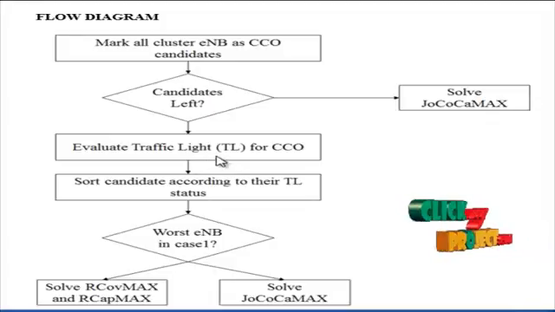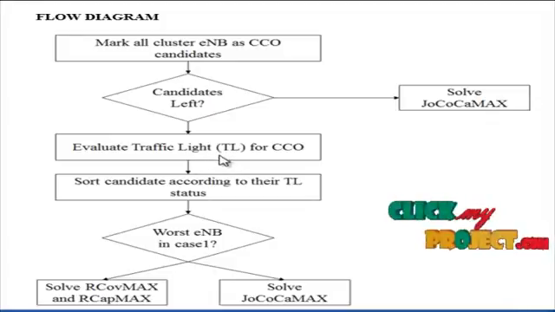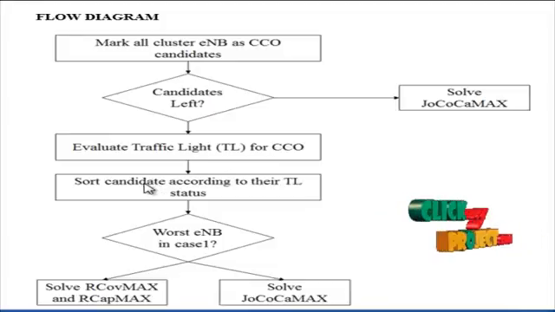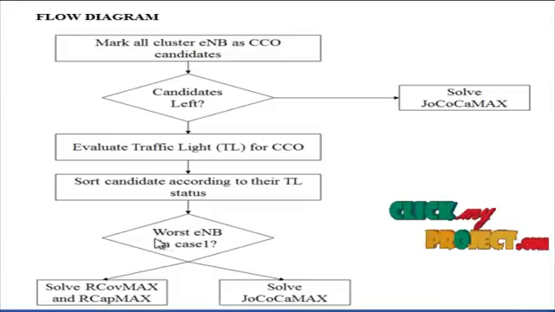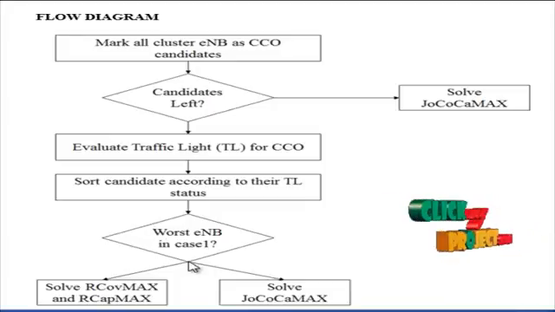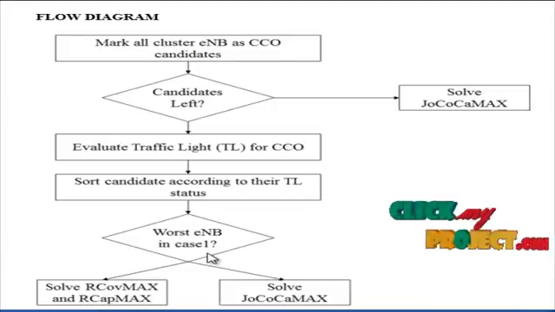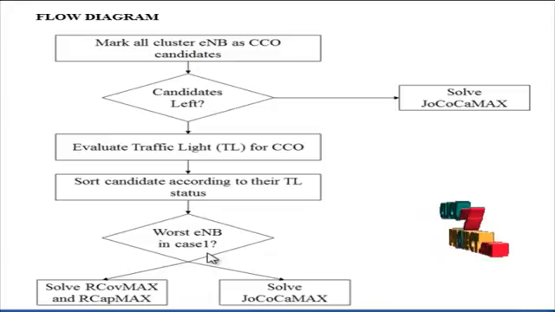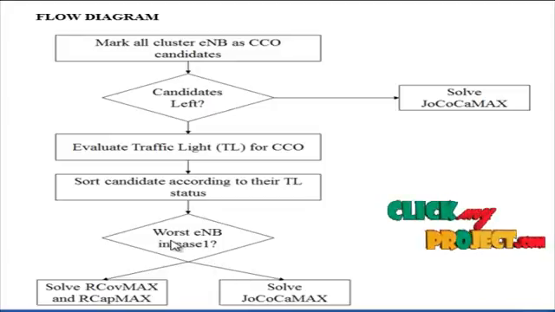The evaluation of traffic light, that is worst eNBs, is in case 1. Then solve the joint capacity and coverage maximization algorithm for all CCO candidates. If the evaluation of traffic light is not in case 1, then solve either the coverage maximization or the capacity maximization algorithm for the worst eNBs.